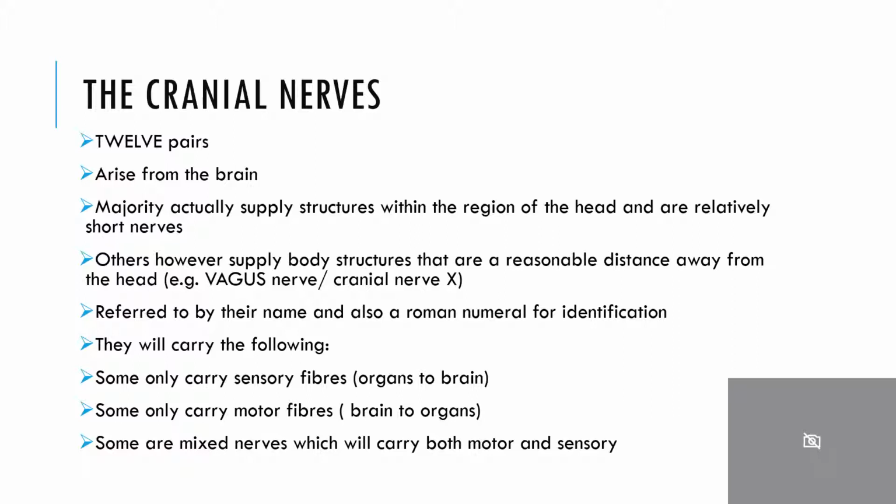The cranial nerves. There are 12 pairs. They arise from the brain, and the majority actually supply structures within the head region and are relatively short nerves. Others supply body structures that are a reasonable distance away from the head, such as the vagus nerve. They're referred to by the name and also a Roman numeral for identification.